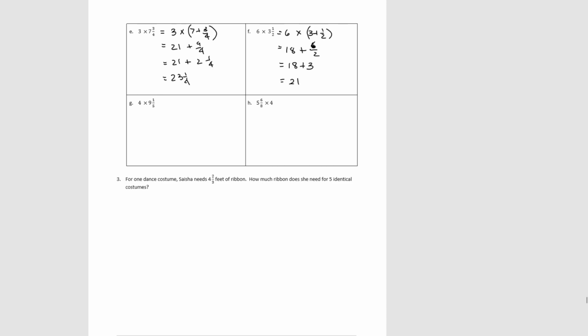Try G. G is 4 times 9 plus 1/5. So first we multiply the whole numbers. 4 times 9 is 36. And the fractional part, 4 times 1/5 is 4/5. So we end up with 36 4/5.